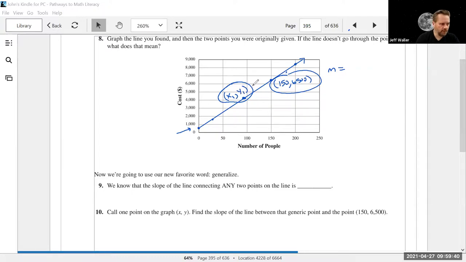Now this is gonna be strange. Can you find a slope between this point and this point? So let me call this one X2, Y2, right? What's the equation of the slope then? It'll be 6,500 minus Y1, over 150 minus X1. I like it.